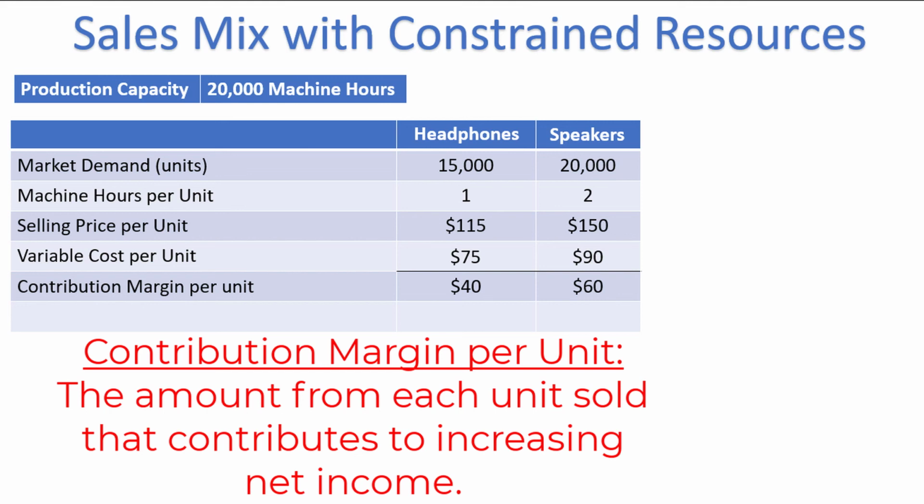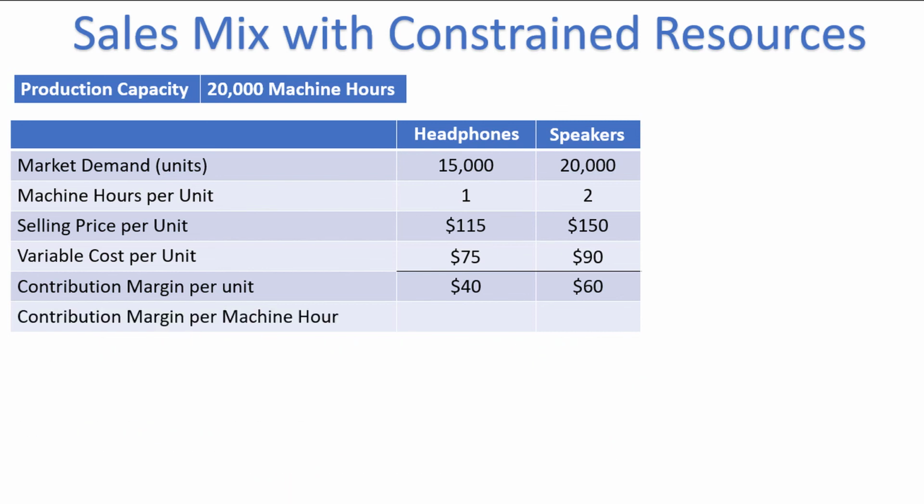But since the company has a constrained resource, machine hours, they would like to somehow tie up the contribution margin with machine hours so that each machine hour can be optimized to produce the most profit possible. The way we do that is by calculating a contribution margin per unit of the constrained resource, in this case per machine hour. We can do this by taking the contribution margin per unit and dividing by the number of machine hours required to create a unit.